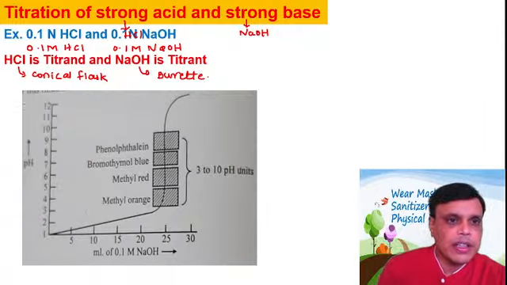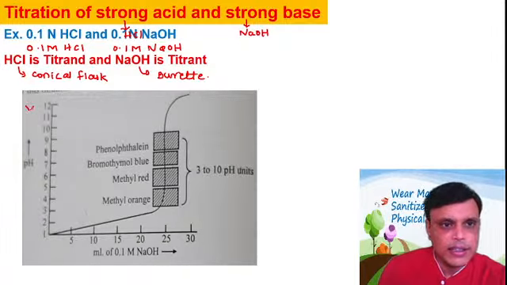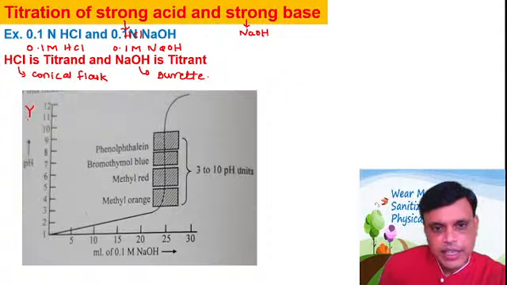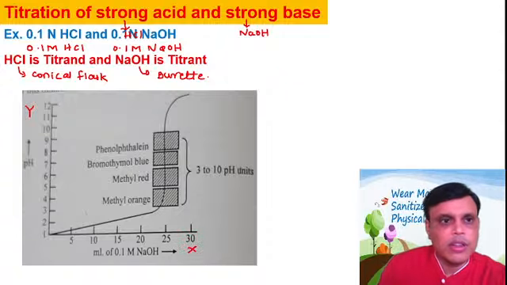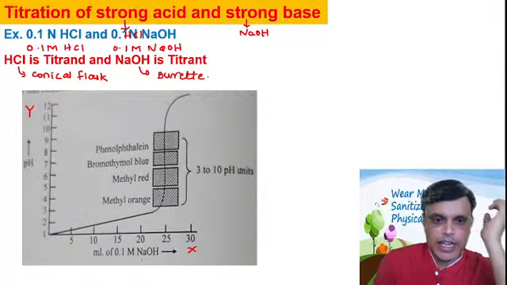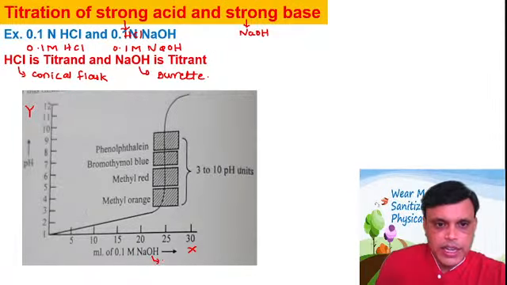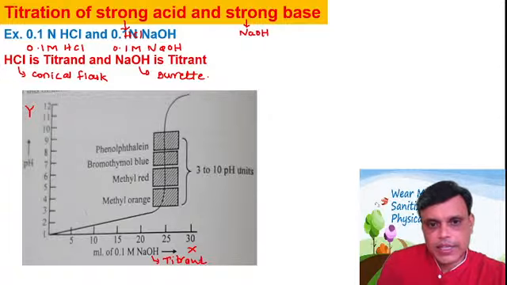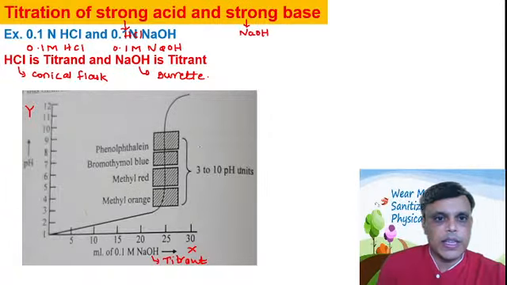Now here, this is the y-axis and this is the x-axis. On the y-axis, pH is given, and on the x-axis, the volume in ml of NaOH added, that is the titrant, is given. This NaOH is acting as a titrant here.